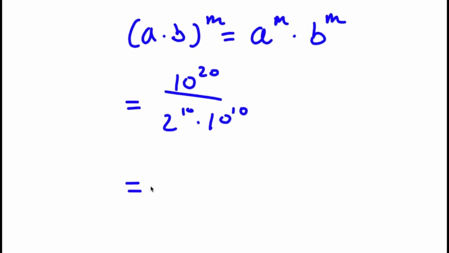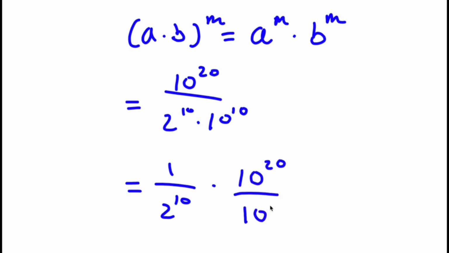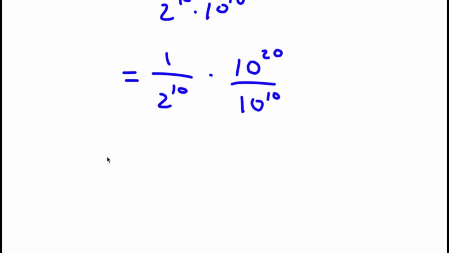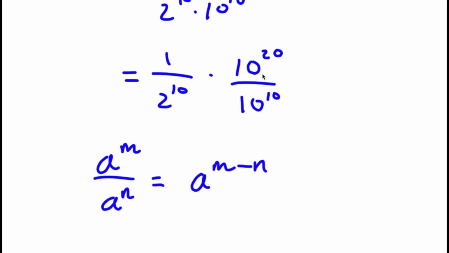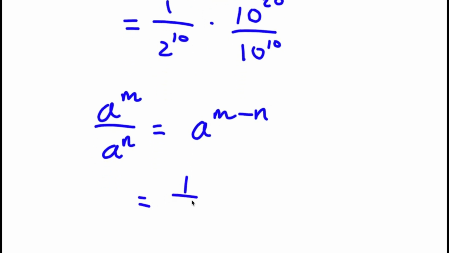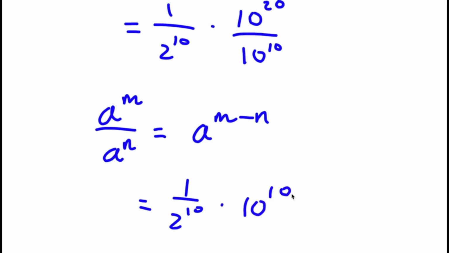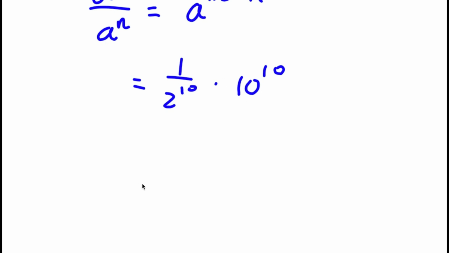Now, this is the same thing as 1 over 2 to the power of 10 times 10 to the power of 20 over 10 to the power of 10. And now, if I have something in the form a to the power of m over a to the power of n, this is simply equal to a to the power of m minus n. So 10 to the power of 20 over 10 to the power of 10, that's going to equal 10 to the power of 20 minus 10, which is simply just 10 to the power of 10.